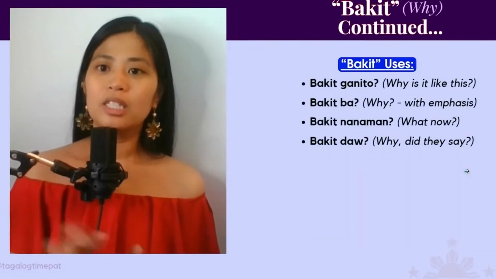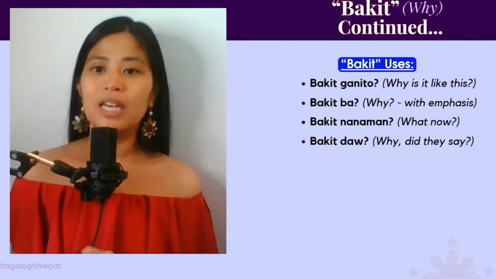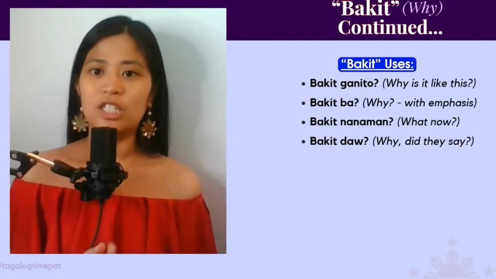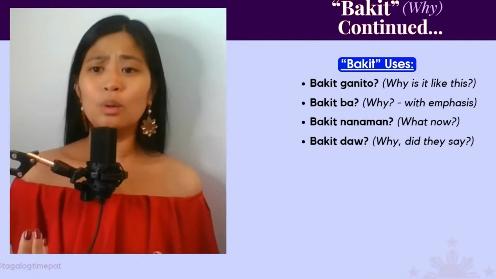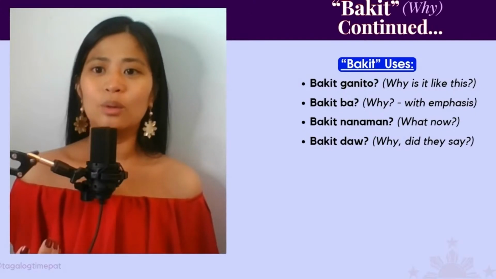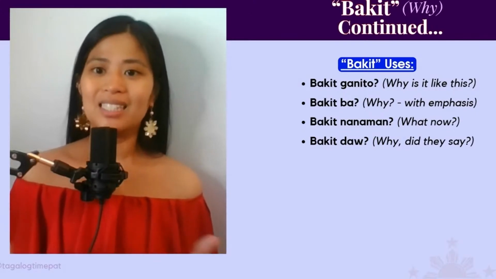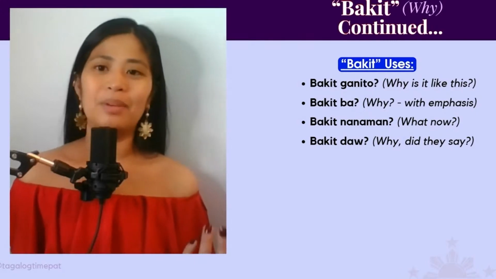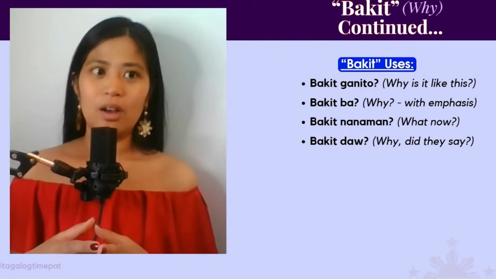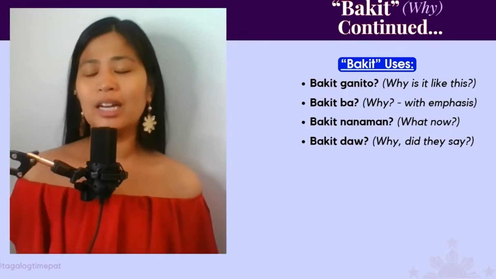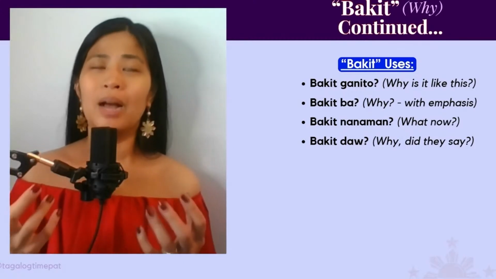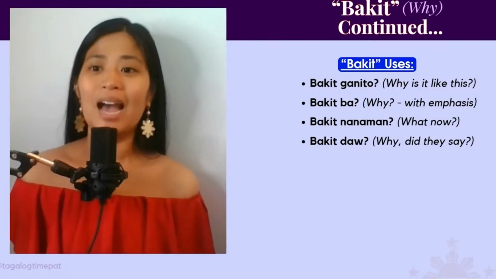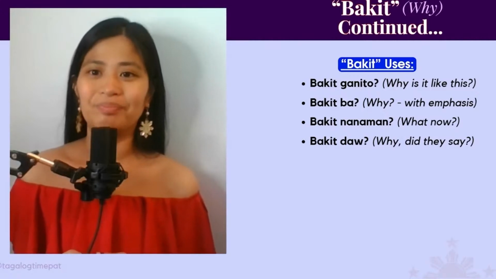Now, here are the different ways bakit can be used, and it doesn't really have a direct translation. So you might hear, bakit ganito? Ganito means like this. So why like this? Or why is this happening? So for example, it's like, oh no, I got a flat tire. I ran out of gas and I'm late for work. Oh, bakit ganito? Why is it happening? Why is it like this?